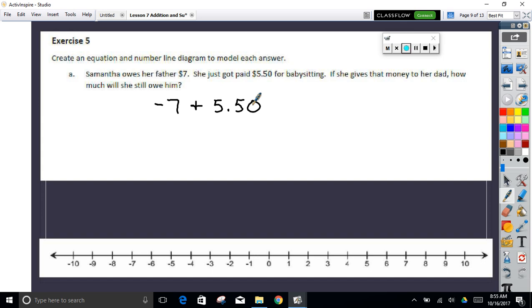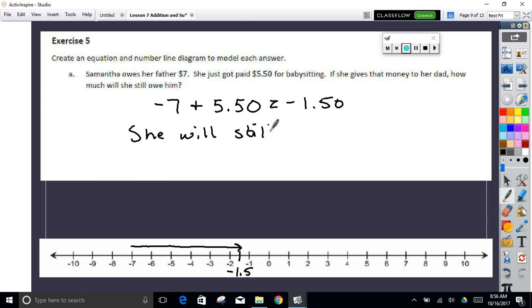You would start at negative 7 and then you'd be going over 5.5. Good, so you would end at... And what is that number? That is $1.50. Negative 1.5. So you would say she will still owe $1.50. And when we say how much she still owes, we don't have to use the negative sign because saying the word owe is the same as using the negative sign.